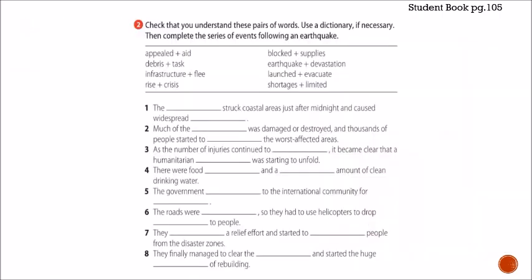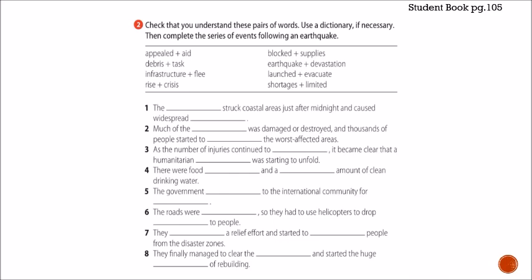Okay, so on exercise number 2, it says to check that you understand these pairs of words. Use a dictionary if necessary, then complete the series of events following an earthquake. So we have appealed, remember the root word is appeal. Then we have aid, which is another word for help. We have debris. Remember guys that debris is trash. It's like all the remains, all the waste of something scattered around.